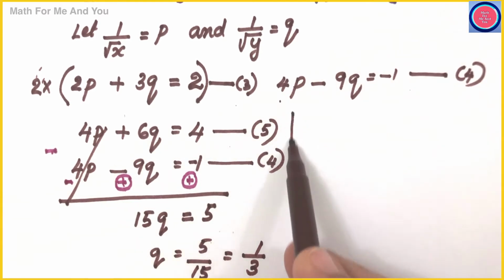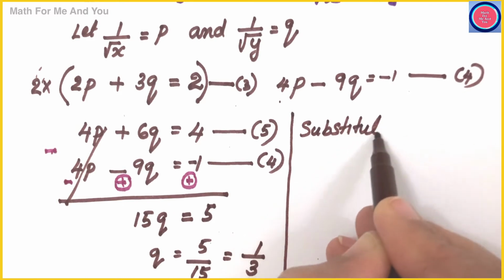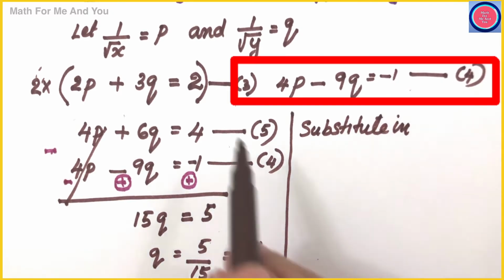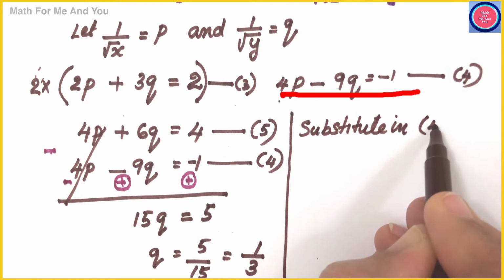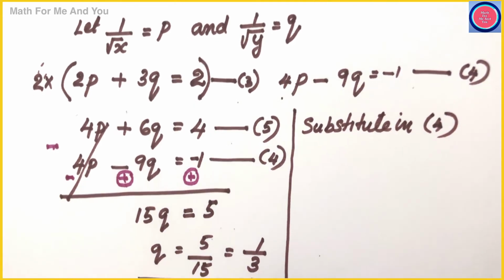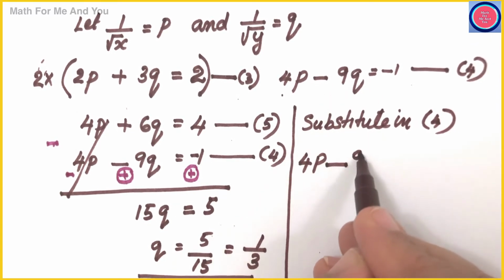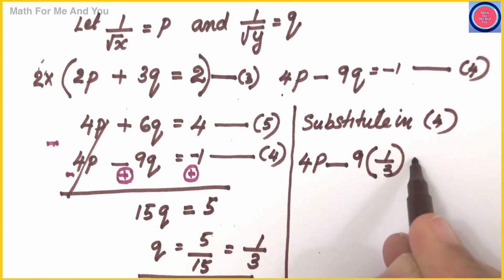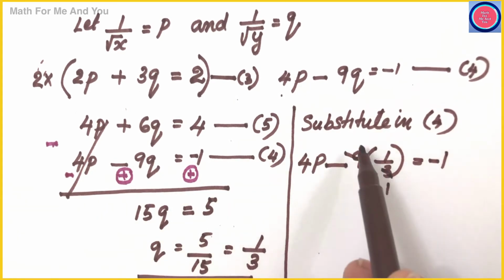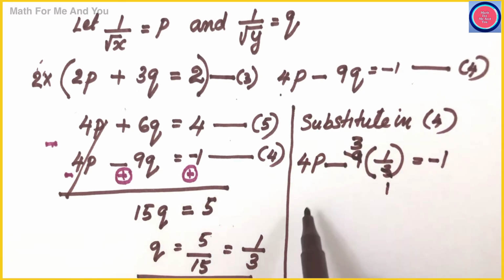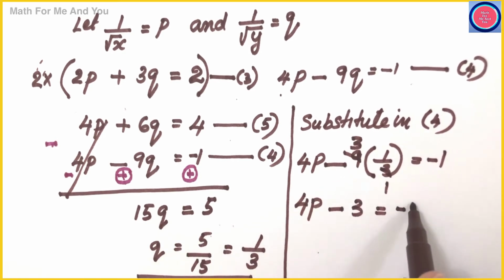We can use this value of q and substitute it in any of the equations to find the value of p. Here I am going to substitute in equation number 4. You can substitute in equation number 4 or 5 or any equation. What is equation number 4? 4p minus 9q equals minus 1. Now 9q becomes 9 times 1 over 3, equal to minus 1. See, the 9 in the numerator and 3 in the denominator get cancelled. In place of 9 we get 3, and 3 times 1 is 3. So 4p minus 3 equals minus 1.